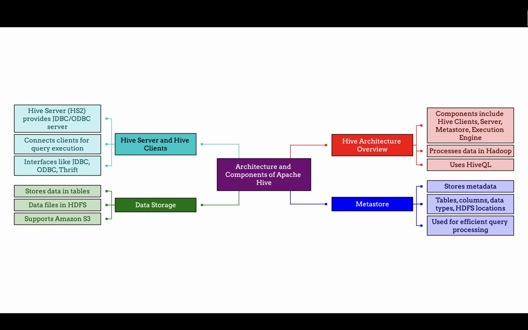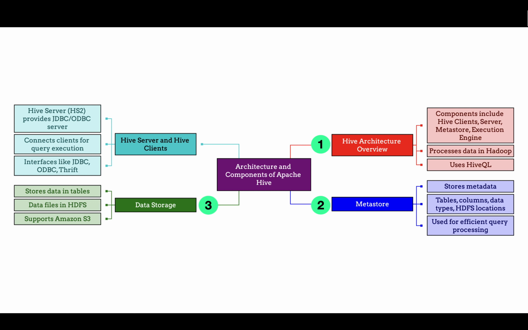Architecture and components of Apache Hive. 1. Hive architecture overview. Hive's architecture consists of components like Hive clients, Hive server, Metastore, and execution engine: MapReduce, Tez, or Spark. It processes and analyzes data stored in Hadoop, using HiveQL. 2. Metastore. The Metastore stores metadata about the tables, columns, data types, and HDFS data locations. This information is used by Hive to efficiently process queries.